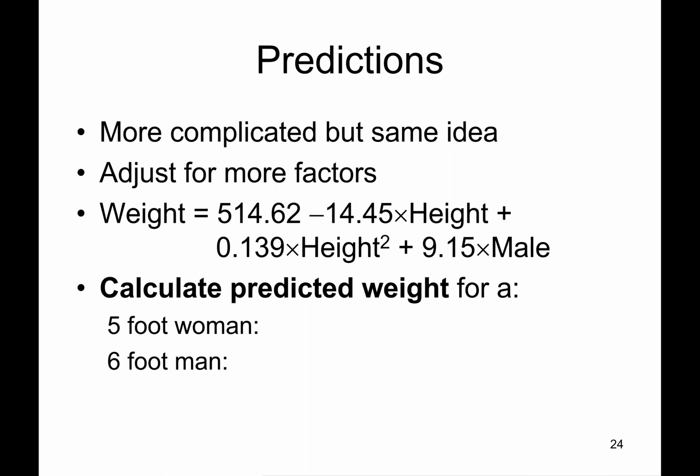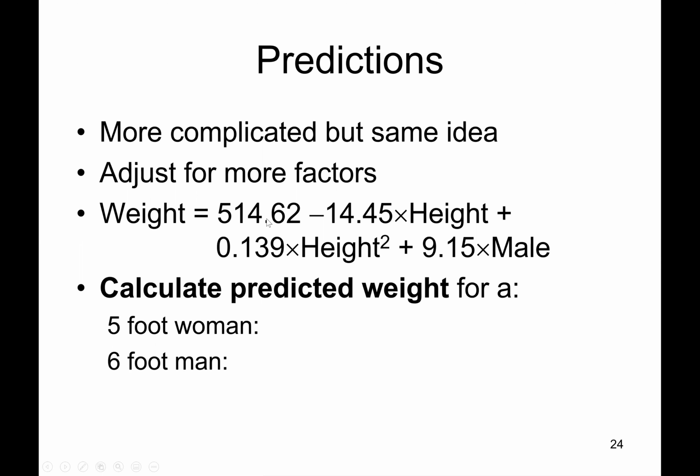So great news. As we did in simple linear regression, we can do predictions in multivariable regression as well, which is awesome. It's a little bit more complicated, but the idea is basically the same. You adjust for some more factors, and that helps you to get a more accurate prediction. You're controlling for more things.